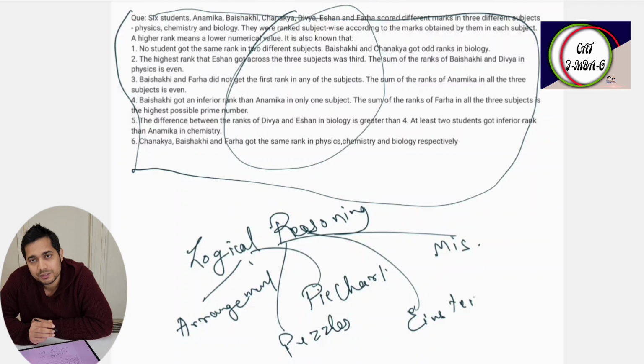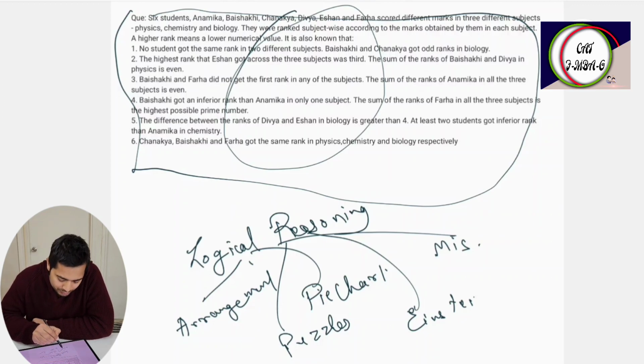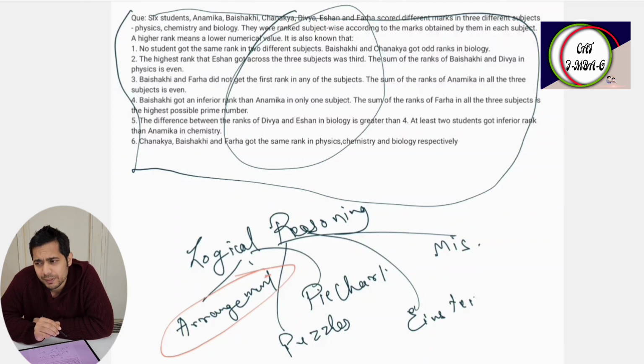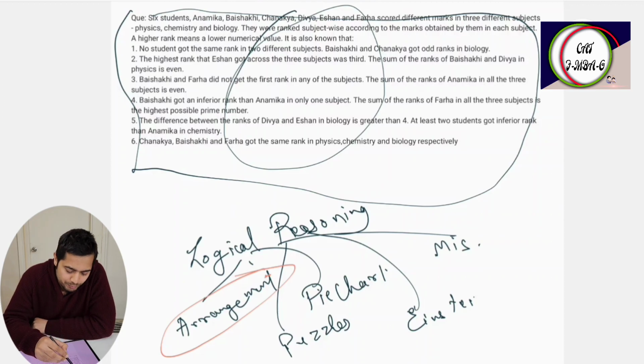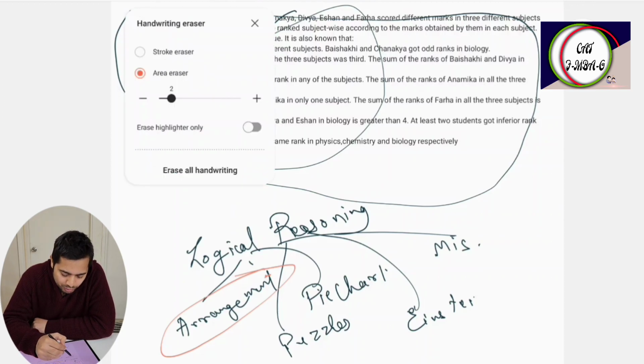So today we are especially focusing on the arrangement part. These kinds of questions, every year at least you can expect one set, and that can be from easy to moderate, sometimes hard also. But if you know how to represent the information correctly, in which format it is required, then you can solve it easily.